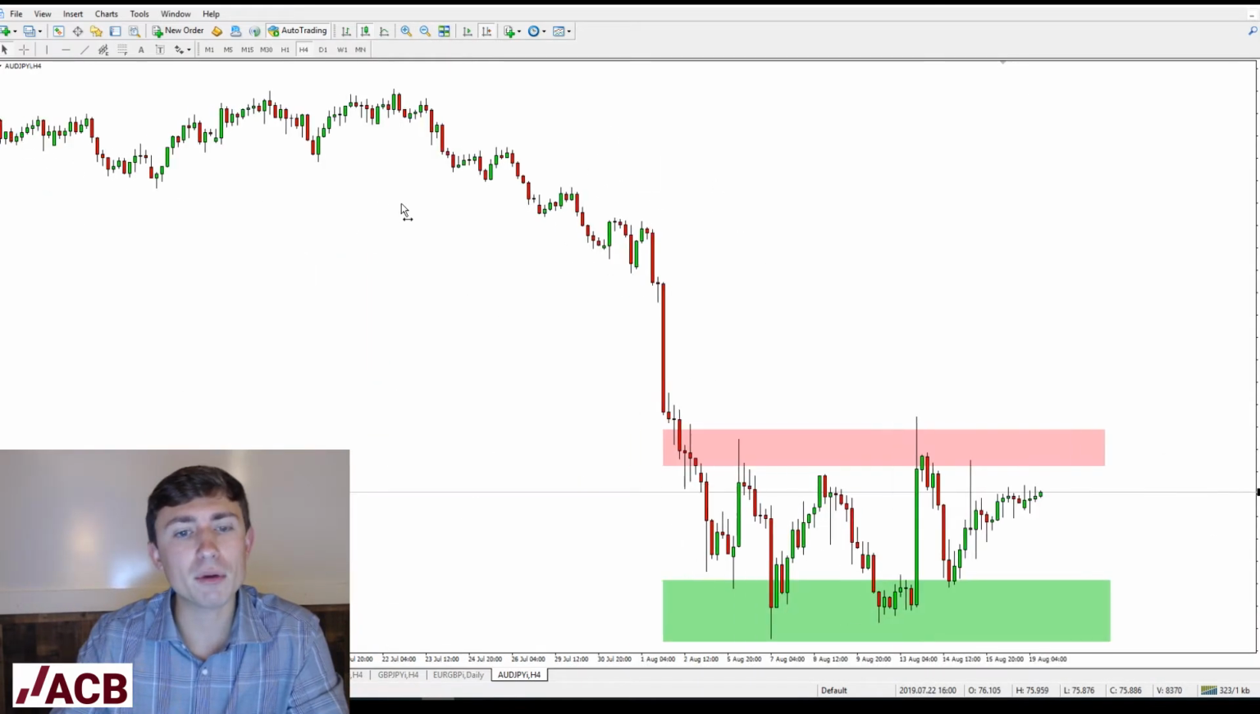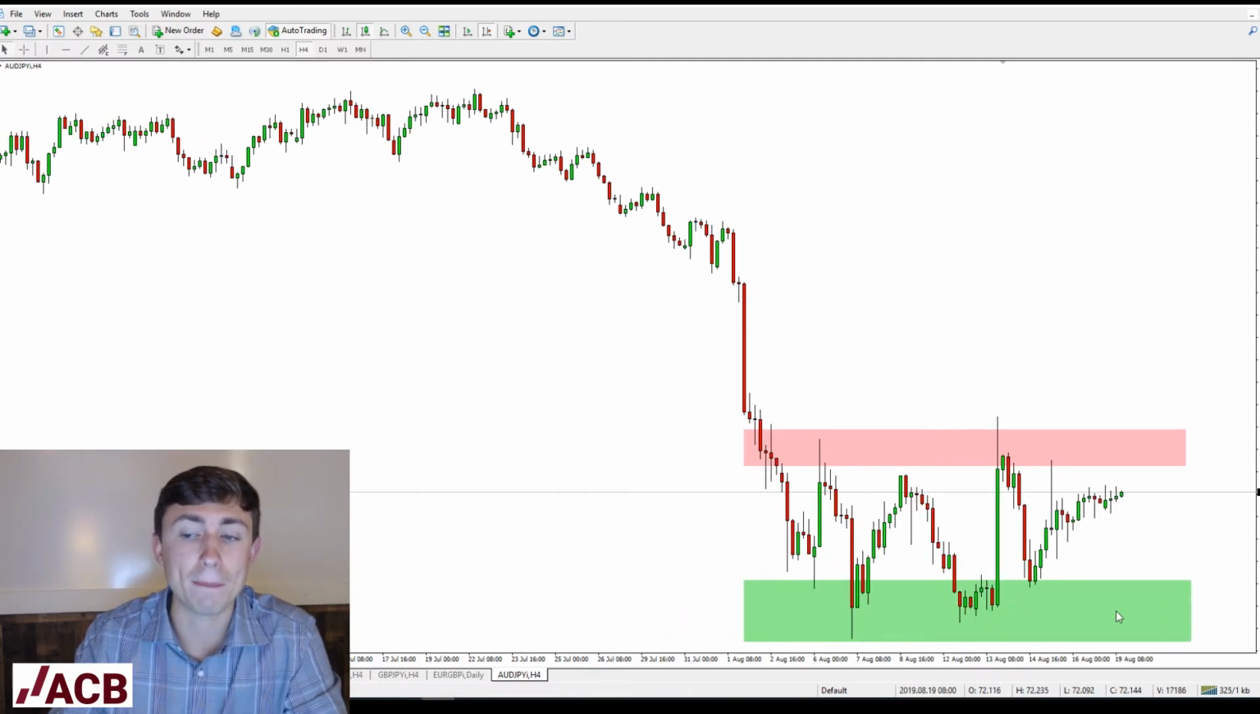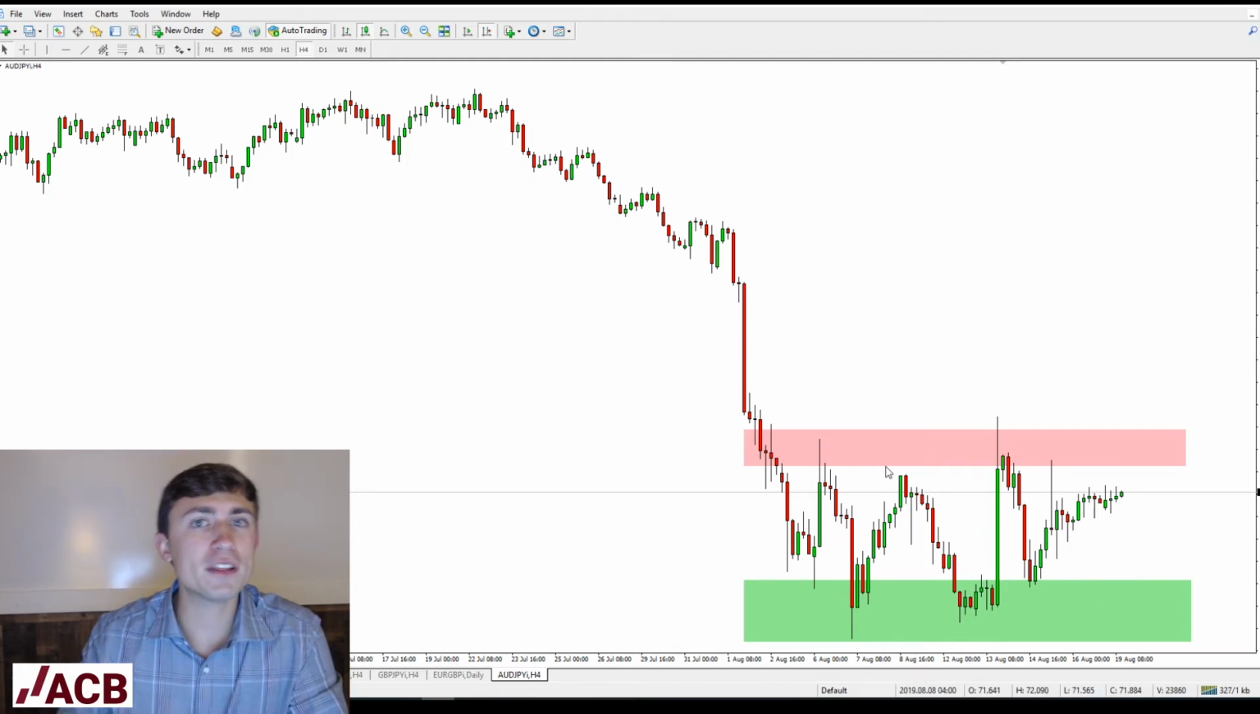Similarly, on the bottom, we might actually have some good opportunities for buy trades if price does ultimately come down into that area. Hopefully this has been helpful to you guys.